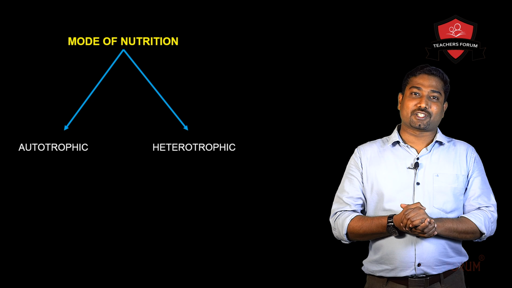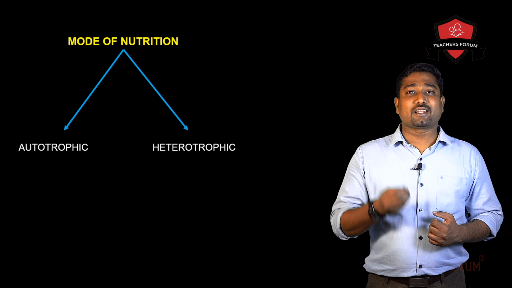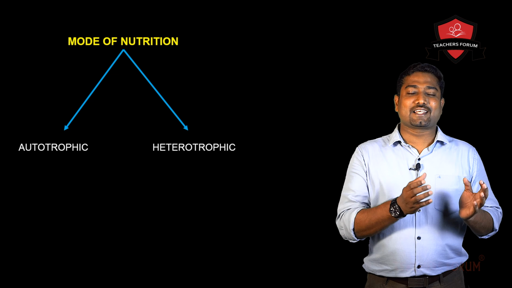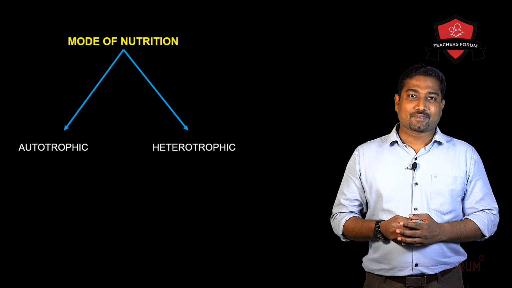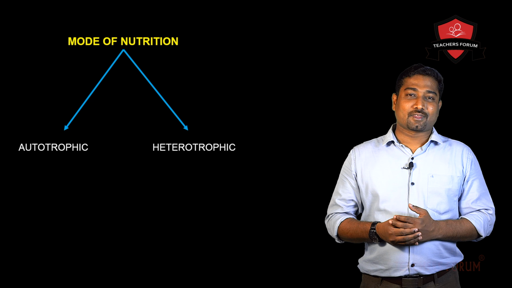Let's focus on autotrophic nutrition first. As the name indicates, autotrophic: auto means self, trophic means nourishing. Autotrophic is self-nourishing. So those organisms who have the ability to make their own food are called autotrophs, and the mode of nutrition is autotrophic nutrition. They are also called the producers.